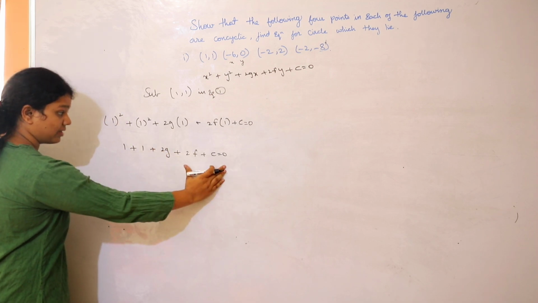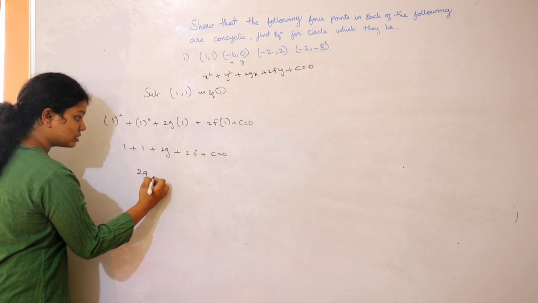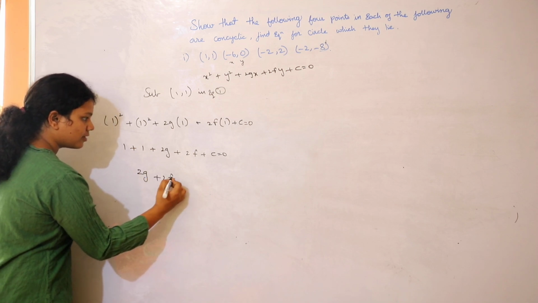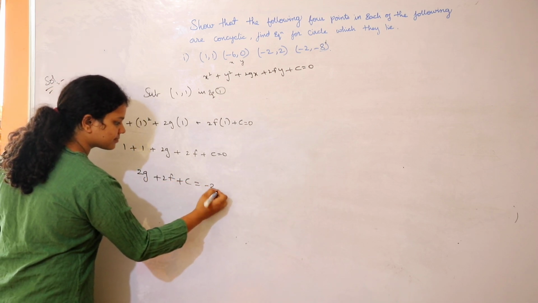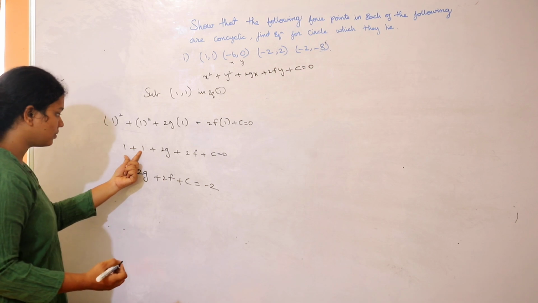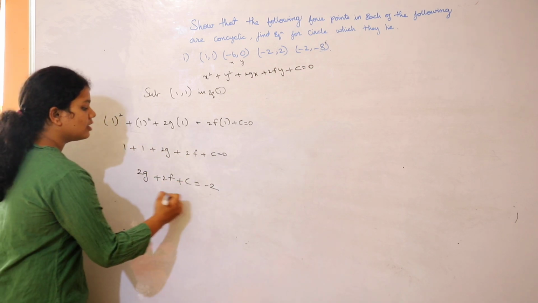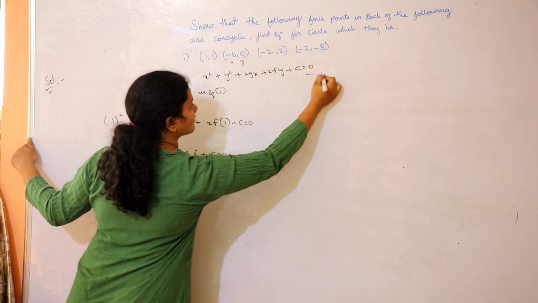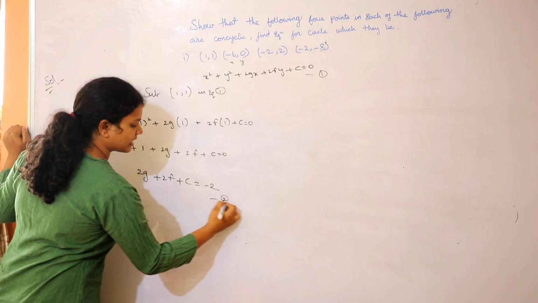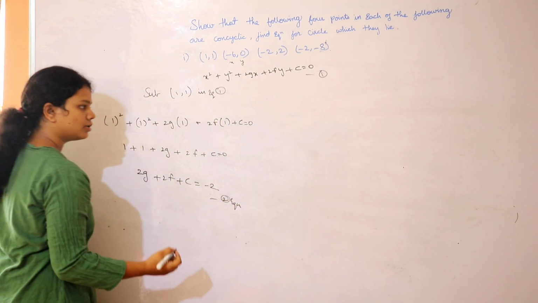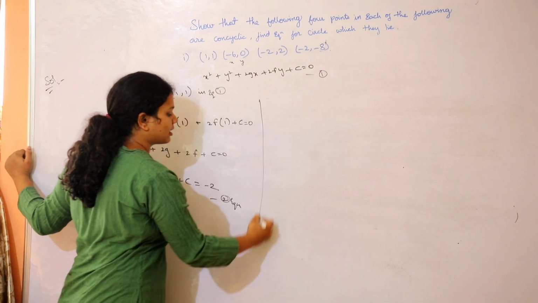Coming back to this, here you have this equation. Simplify it: 2g plus 2f plus c equals minus 2. This is the plus 2, 1 plus 1, 2, so take this 2 to the other side and it becomes minus 2. Clear? So this is the first equation, equation number 1.